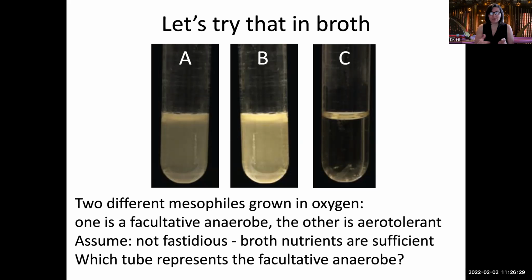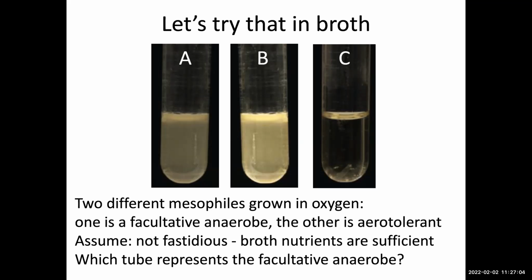Yes, there are 3 tubes. One of them is a distraction. So which tube represents the facultative anaerobe? They're grown in oxygen. Great. So everybody has chosen B. Please raise your hand if you can defend your answer, which is the correct answer. Tell me why you chose B. Sunday, go ahead.